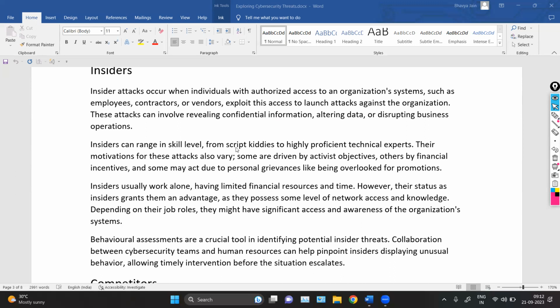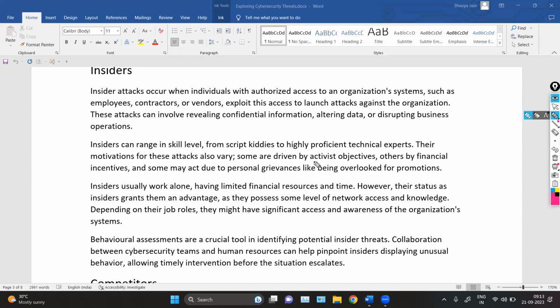Also, insiders can range in skill level. It can be a script kiddie. It can be also a highly proficient technical expert. So he or she can be anything. It is not compulsory that insider attackers are only highly skilled hackers. It can vary in range, like it can be a script kiddie also, or any highly proficient hacker also. Their motivations for these attacks can also vary. For example, motivations can be anything. Let's say any company.